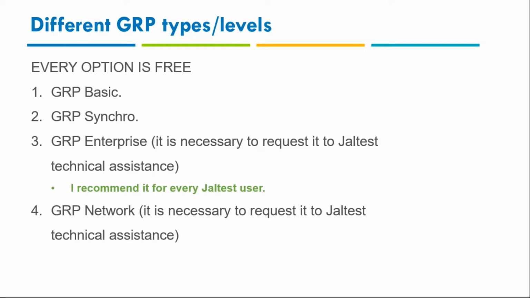Both of those, Enterprise and Network, we need to request it to the Jaltest technical assistance. And Network is not for everyone actually. For most of our users, you don't need it, but Enterprise, I totally recommend everyone to request it. Okay, so we have the full capabilities of the GRP. If you don't have the GRP Enterprise with all the options available on your GRP, send an email to your customer support, depending on the region you are, and request it. Okay, with a serial number, the name of your company, phone, email, etc., and request a GRP Enterprise.